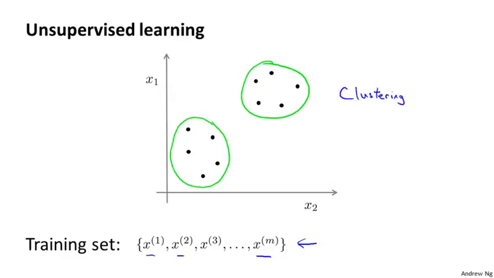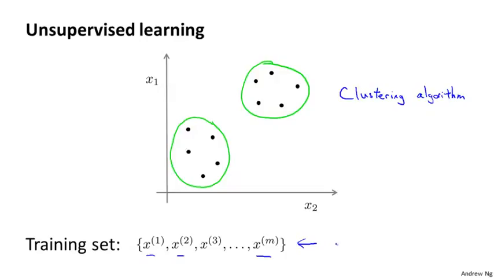An algorithm that finds clusters like the ones I've just circled is called a clustering algorithm, and this will be our first type of unsupervised learning, although there will be other types of unsupervised learning algorithms that we'll talk about later that find other types of structure or other types of patterns in the data other than clusters. We'll talk about this after we've talked about clustering.